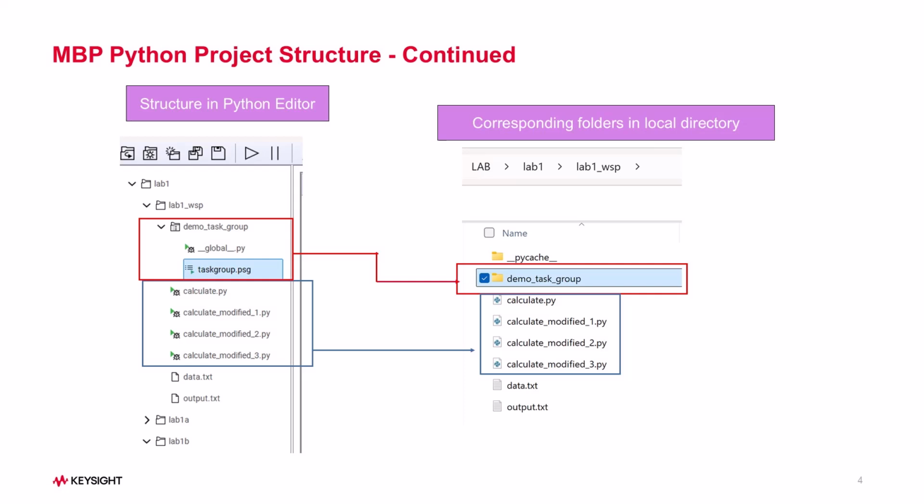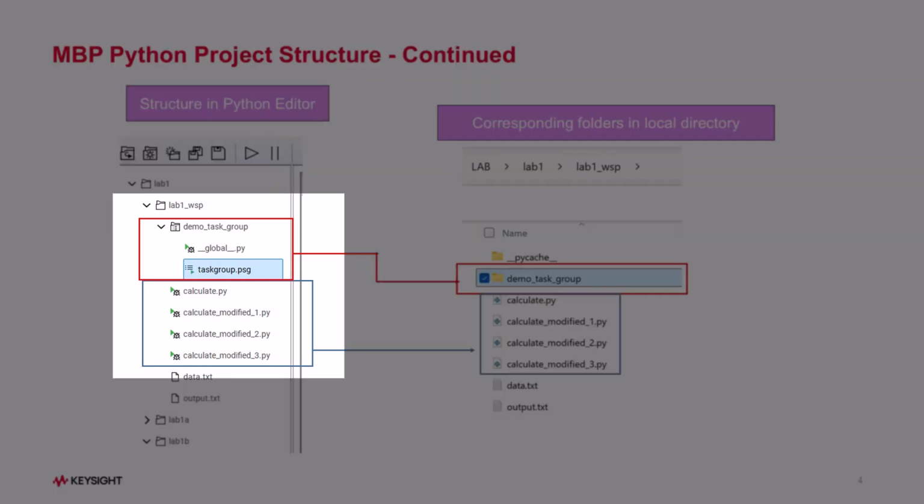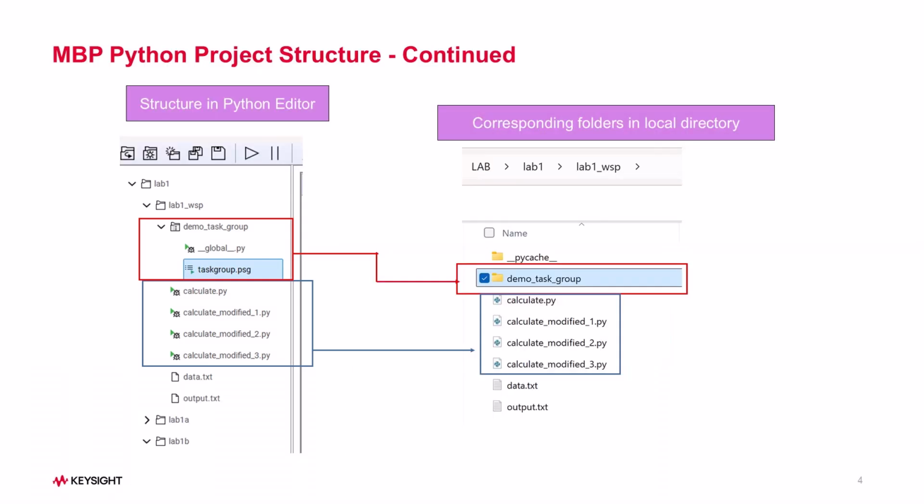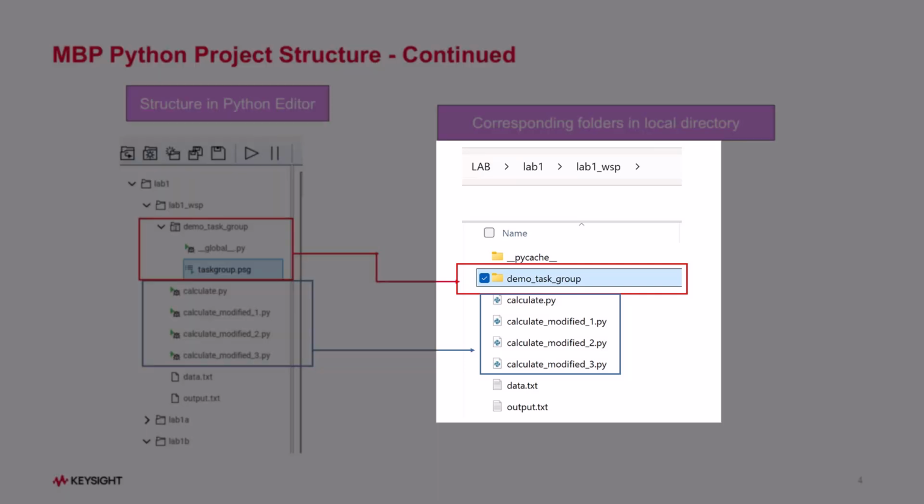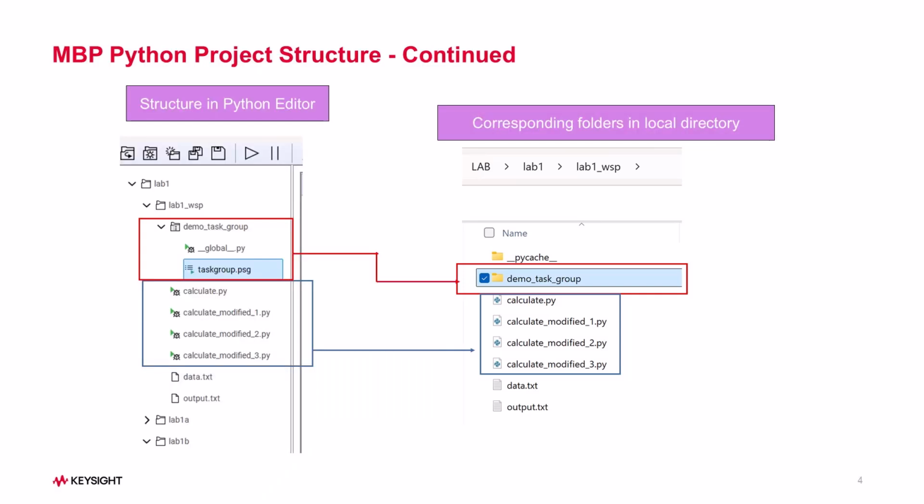In addition to the task group, we can also create Python files located within the task group. These Python files can be called by the tasks in the task group. When you look in the directory folder, you will notice that both the task group and 4 additional Python files are all located within the task group folder Lab1 WSP.